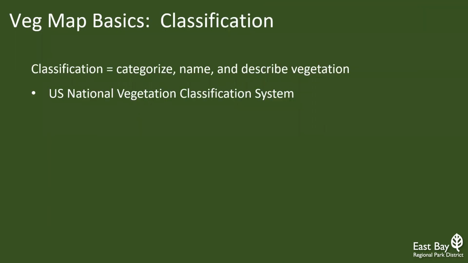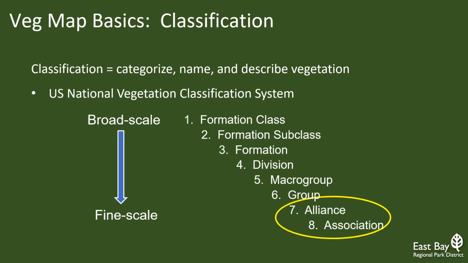Now, when we map vegetation, we need a systematic way to categorize, name, and describe that vegetation. And that system that we use is the US National Vegetation Classification System. And this system takes a hierarchical approach. And the reason why I'm showing you all the levels of the hierarchy here is just to say that when we do a fine scale mapping effort, we aim to identify vegetation at the two finest levels of the classification. That's the alliance and association levels.